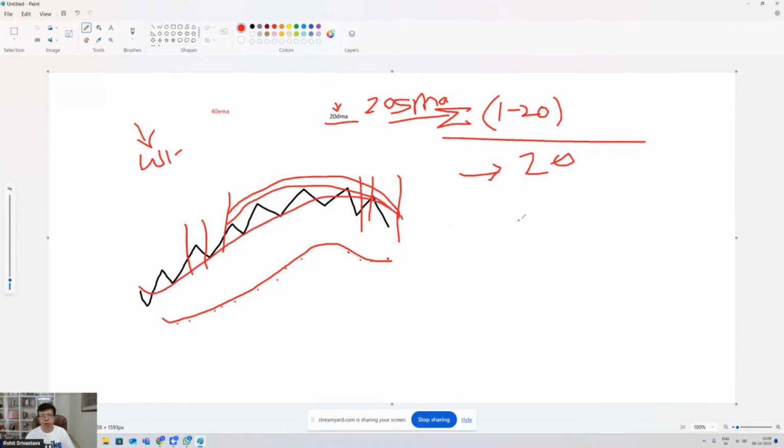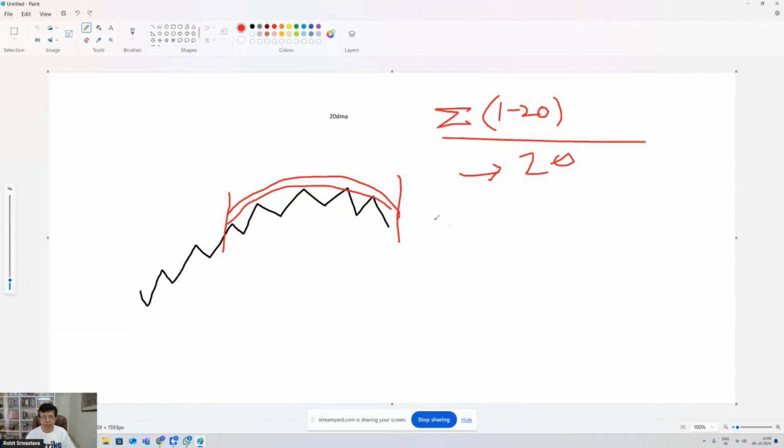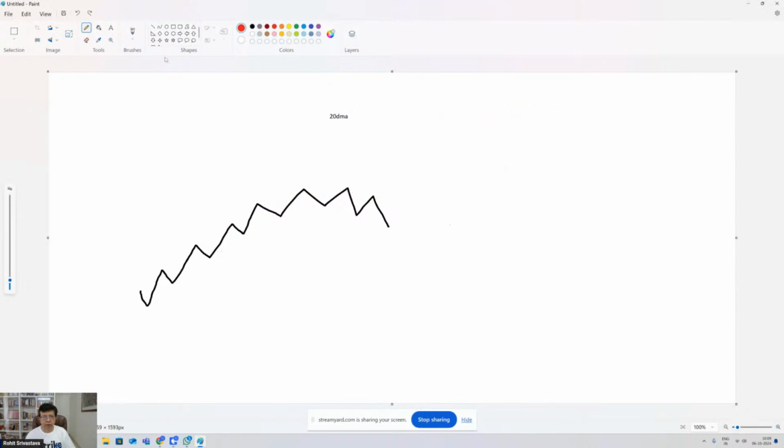Now what is the importance of this? Let us just remove all these plots so I can give you a quicker, easier idea of what we are really talking about. When we plot a 20-day average, it's going to look, like I said, something like this. The importance of this average is that sometimes it works as a support, sometimes it works as a resistance, and it's also an indication of a trend reversal.